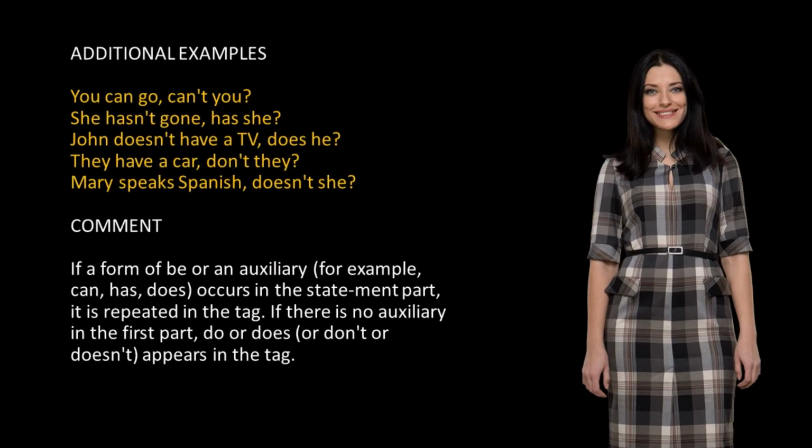I give you additional examples. You can go, can't you? She hasn't gone, has she? John doesn't have a TV, does he? They have a car, don't they? Mary speaks Spanish, doesn't she? If a form of be, or an auxiliary, can, has, does, occurs in the statement part, it is repeated in the tag. If there is no auxiliary in the first part, do or does, or don't or doesn't, appears in the tag.